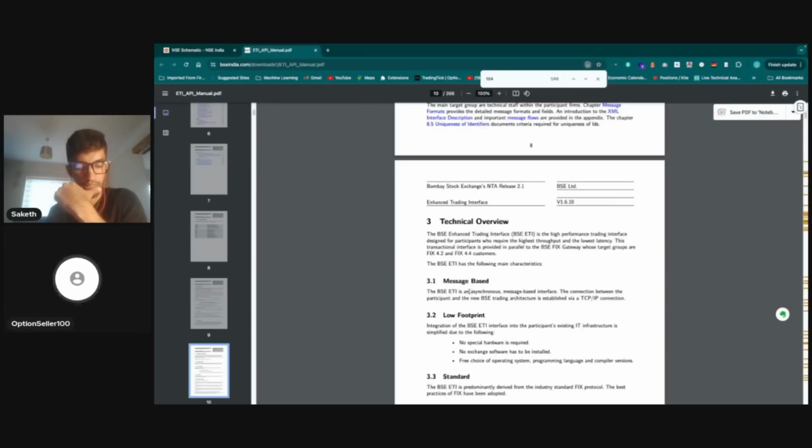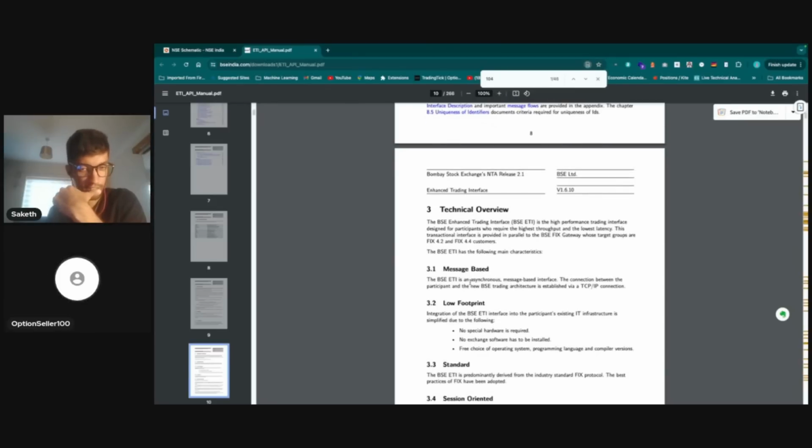That goes with one more thing here, which says that the BSE ETI is asynchronous. I think it is important to understand what asynchronous means. Let me give a simple example. If you are using WhatsApp, you put a message and then wait for somebody to respond. That is asynchronous, because you are not making anybody wait for you. You can also send a message to 10 people and wait for the responses to come back.